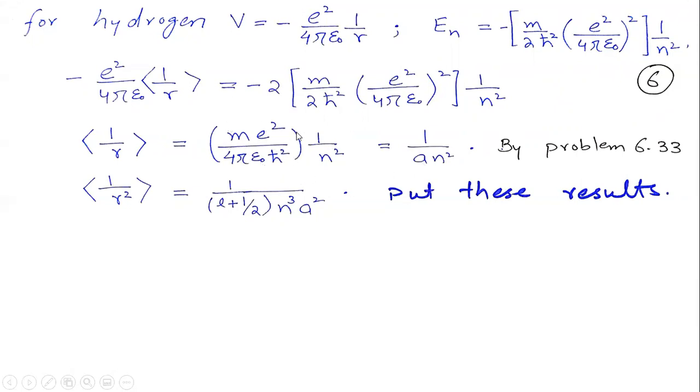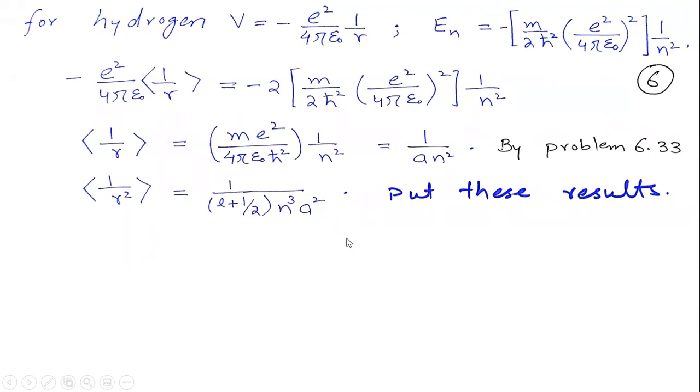So what is this which I have shown in the brackets, m e square over 4 pi epsilon naught h square? It is basically 1 over A, and A is our fine structure constant. Here I just quote the result for the expectation value of 1 over R square, which is 1 over L plus one half, times n cube A square. You can find this calculation in problem 6.33 from Griffiths.